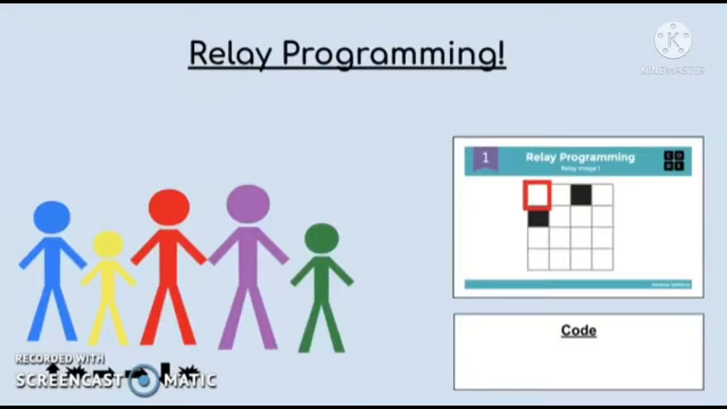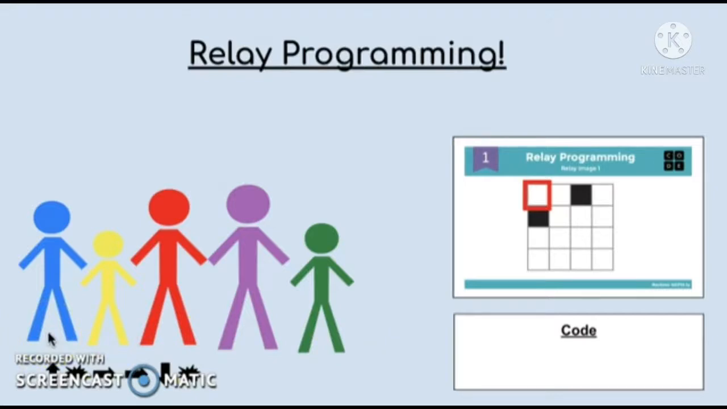Relay programming is a relay race, so the first thing we're going to do is divide you all into groups of around 5 students. As a group, you're going to stand in line and take turns filling out an activity sheet until it is fully completed.